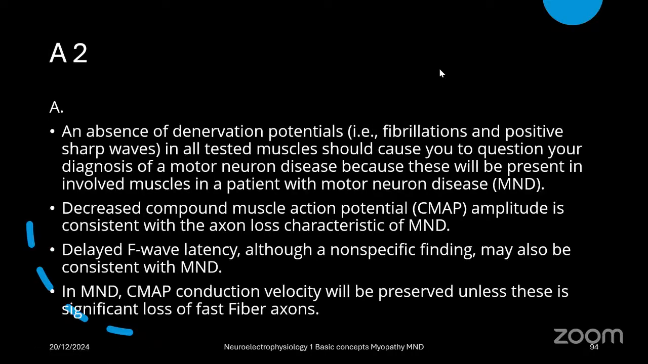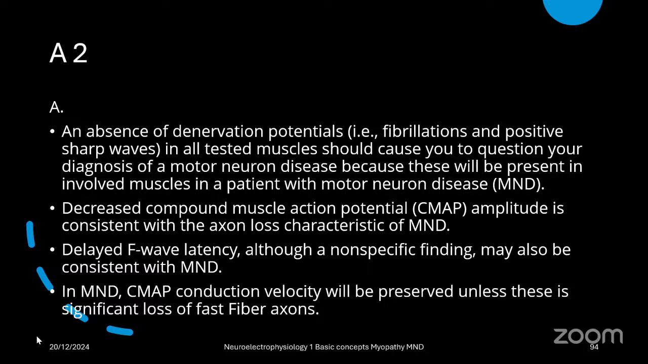So you can see that an absence of denervation potentials, that is fibrillation and positive sharp waves, in all tested muscles should cause you to question your diagnosis of a motor neuron disease, because they will be present in involved muscles in a patient with motor neuron disease. They are present even before the changes are obvious on the body. So EMG is very important. Decreased CMAPs is consistent with the axon loss characteristic of MND. Delayed F latency, though non-specific, may also be consistent. In MND, CMAP conduction velocity will be preserved unless there is a significant loss of fast fibers.